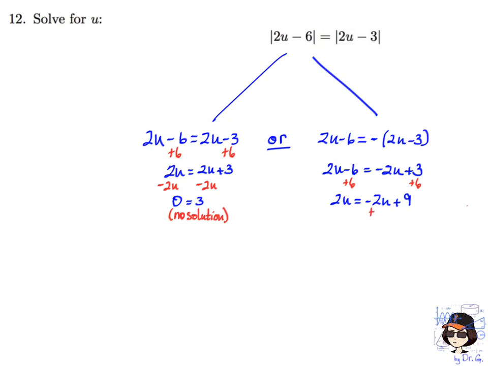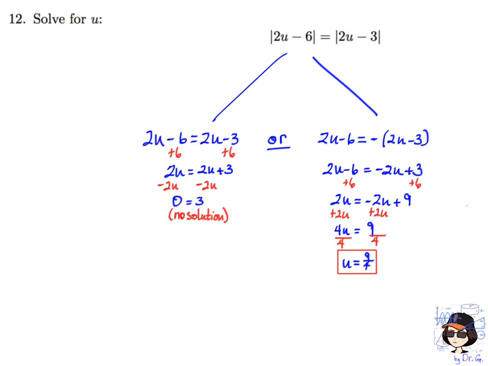And let's add 2u to both sides. So we get 4u equals 9. And we can divide both sides by 4. And we're done. U is 9/4. And that fraction is simplified.